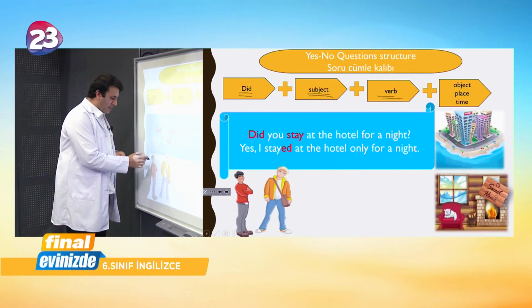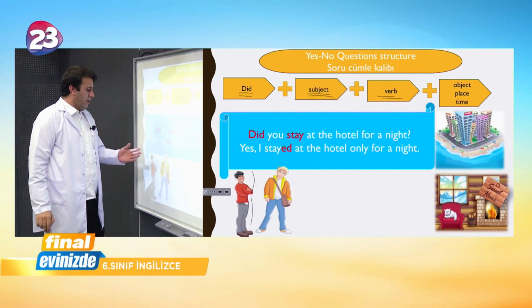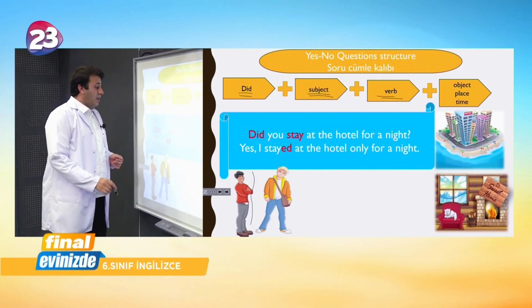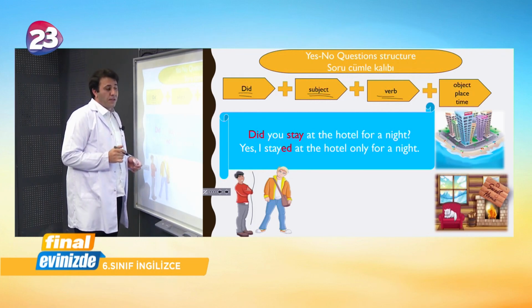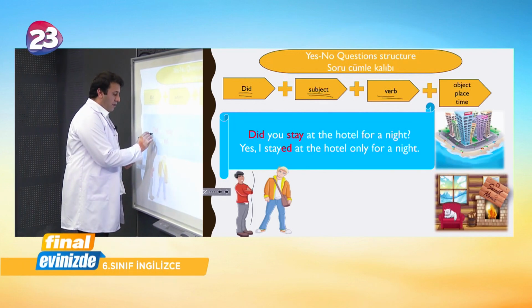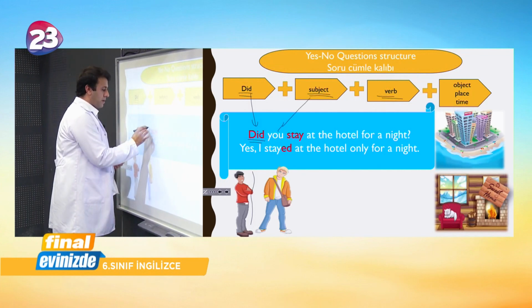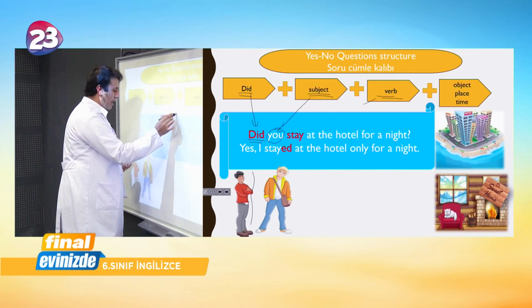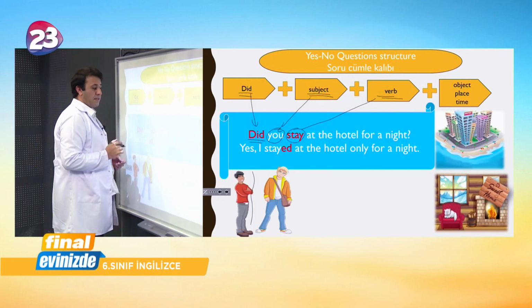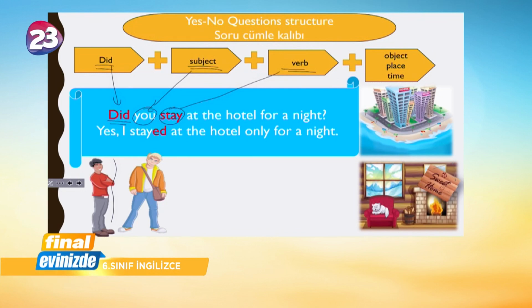Now, okay, we've got someone else here. His name is William, okay? William is asking James. Now, he's saying that, did you stay at the hotel for a night? It's a question. Be careful, we bring did to the beginning of the sentence, then we use subject, and after that we have used what? Our verb base form and rest of the sentence. We didn't add ed because we cannot use it in question sentences.